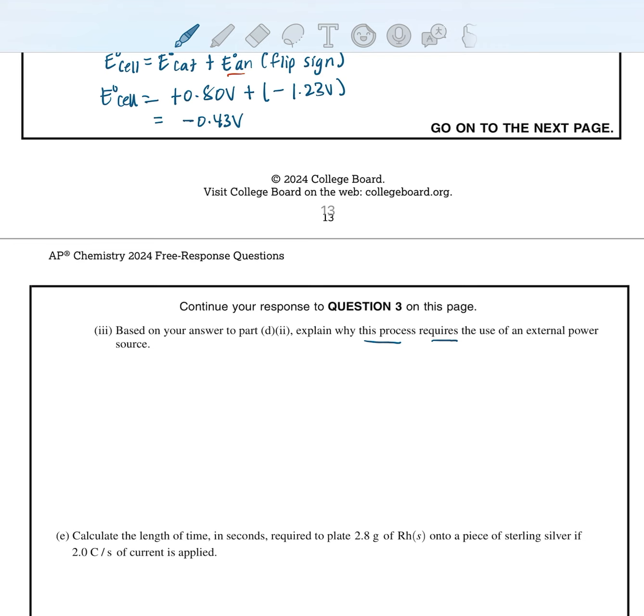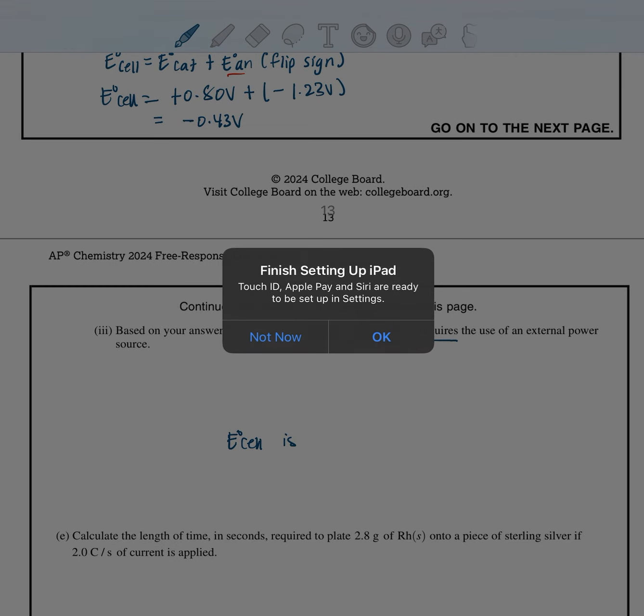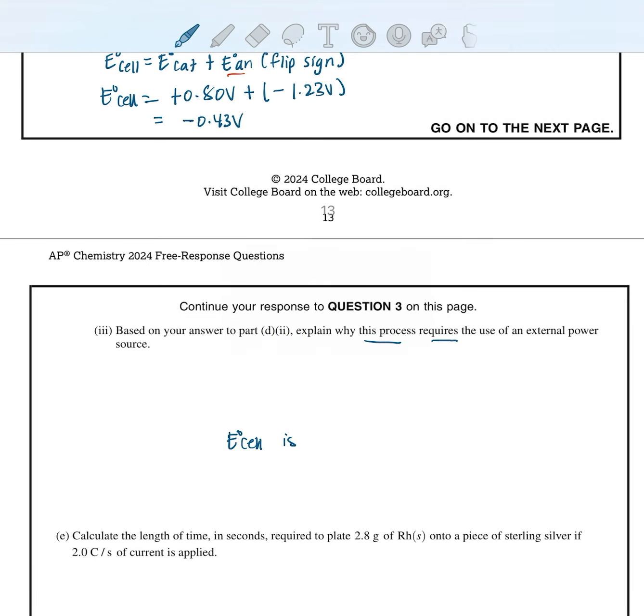So the answer here is, why do we need an external power source? Basically because Ecell is negative, and therefore it's non-spontaneous and energy is required.